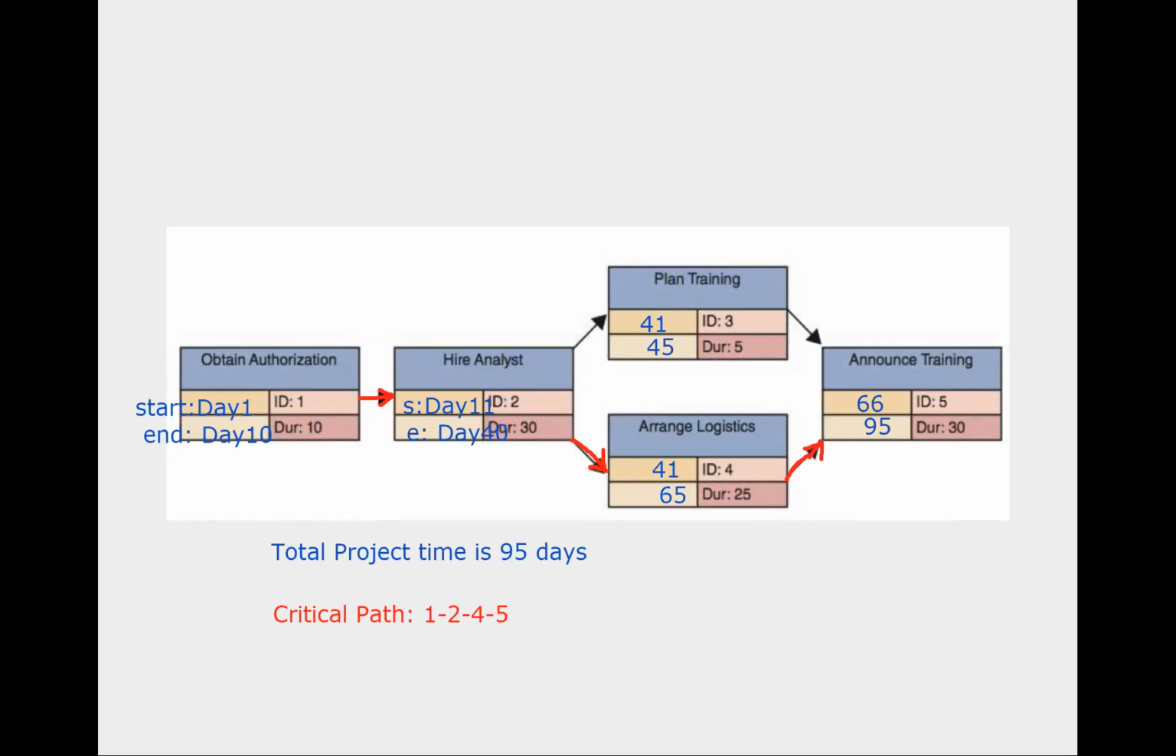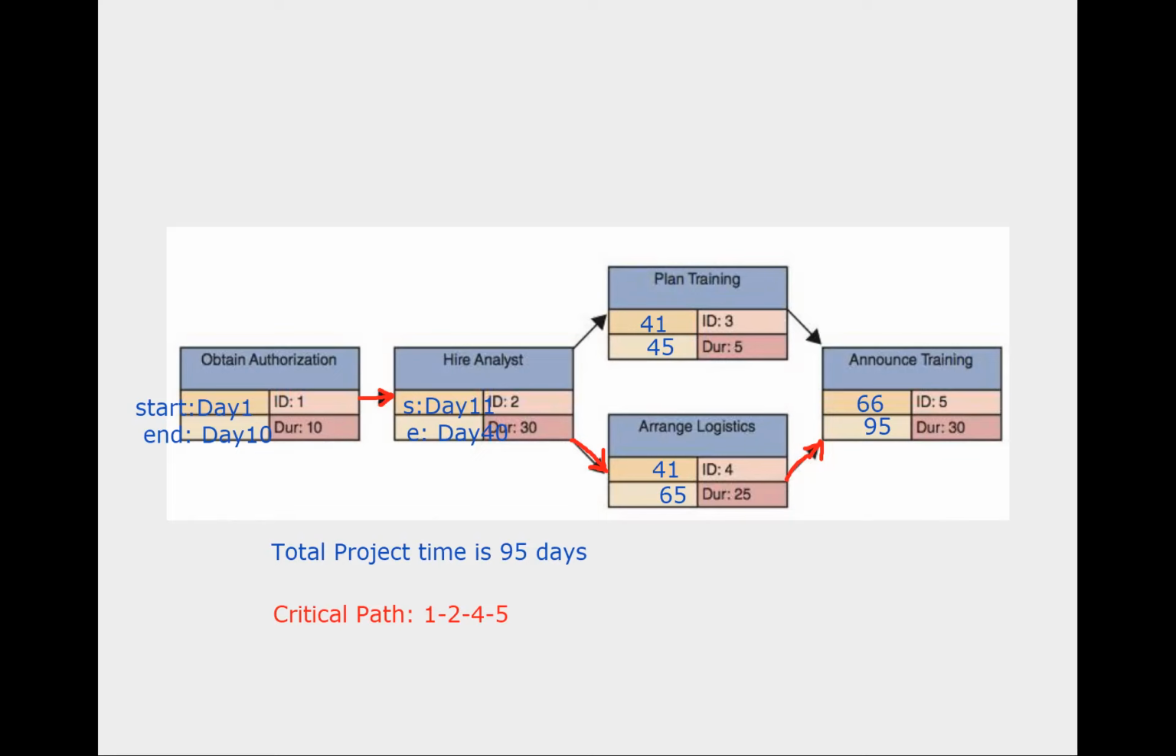Now I have a question. Now you can see here we have plan training. We start for now day 41, we finish within 5 days. But you can delay, right? It's not necessary to start at day number 41. How many days can you delay this task without affecting the total project time?